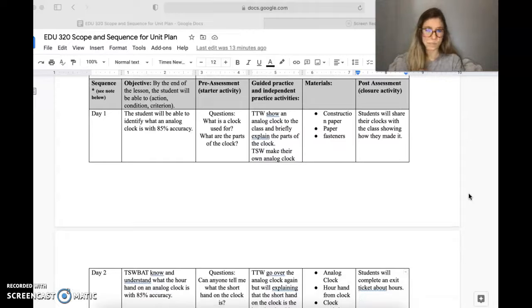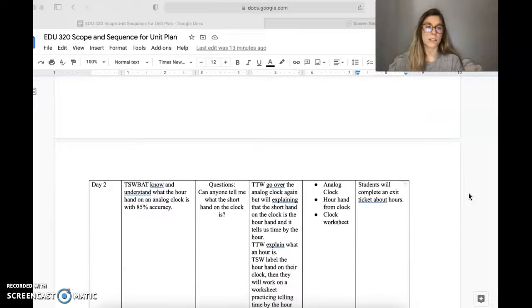Day 1, super easy and simple. I just go over what an analog clock is, and the students will make their own analog clock, not labeling anything, because they will label later on.